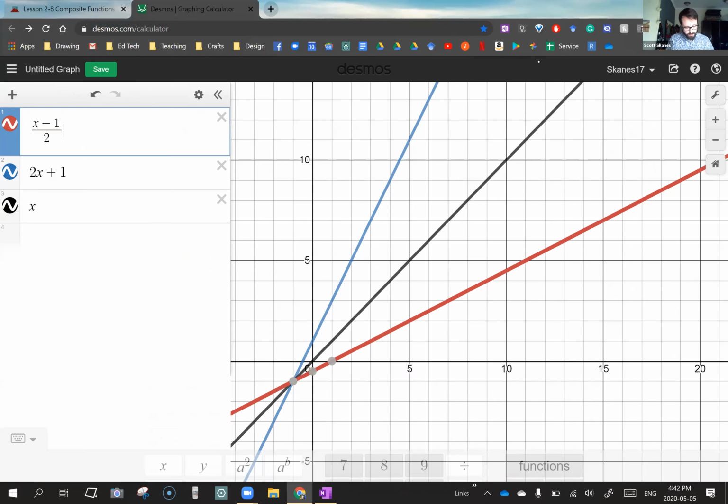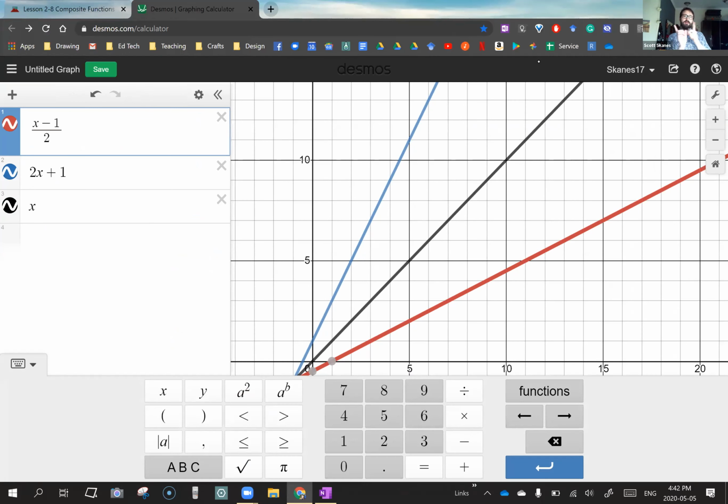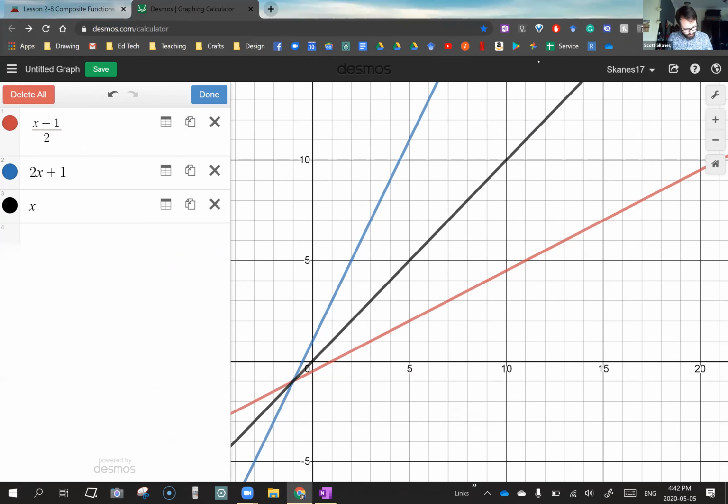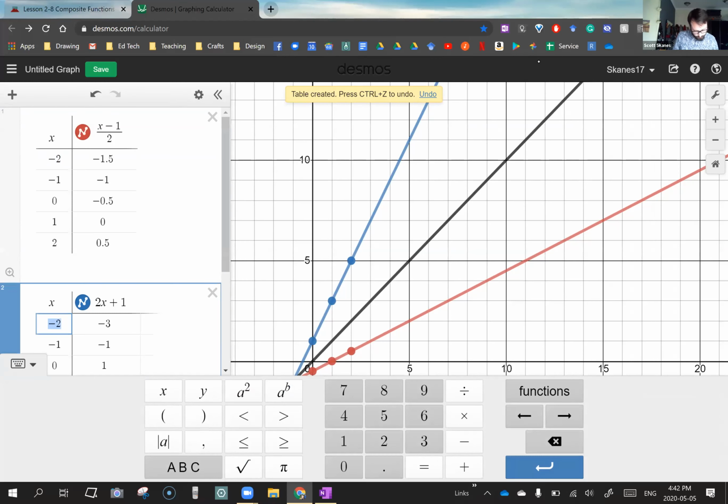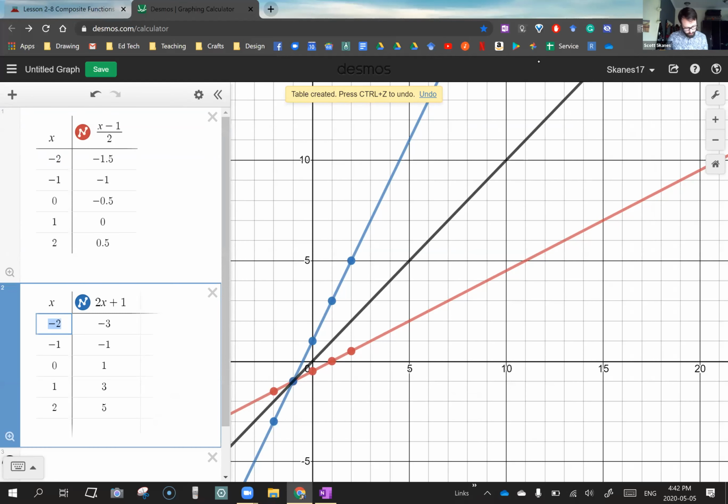If I look at their table of values, they are perfectly switched. Let me show you. Look at this. I'll make it clear. 1 in the original function gave 0. 0 in the inverse function gives 1. Let's see another one. -1 in the original function gives -1. -1 in the inverse function gives back -1.